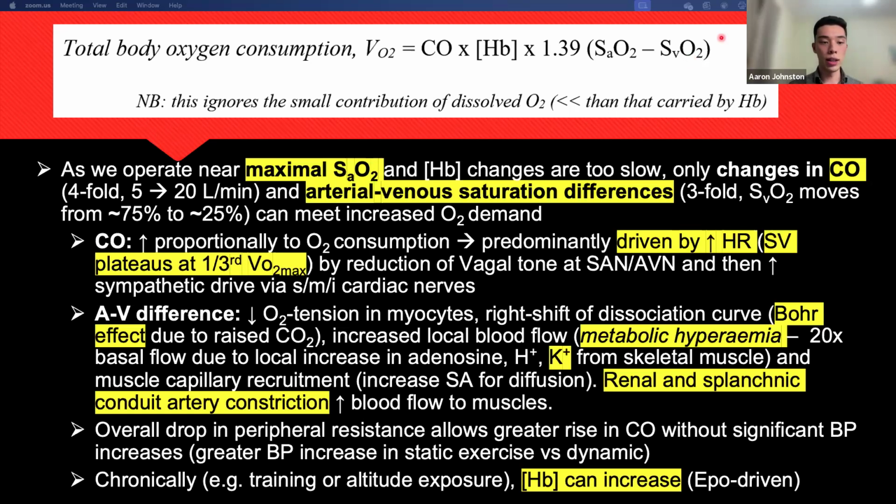And the renal and splanchnic arteries constrict. So you're diverting blood away from going to the kidneys or to the GI tract, liver, etc., and redirecting it towards the muscles. There's also an overall drop in peripheral resistance. If you think about your Ohmic relationship, if you decrease the resistance, you can deliver more current, or in the case of the cardiovascular system, more cardiac output, for a given drive or voltage, or blood pressure in the case of the cardiovascular system. So we maintain a higher cardiac output at the same level of blood pressure.